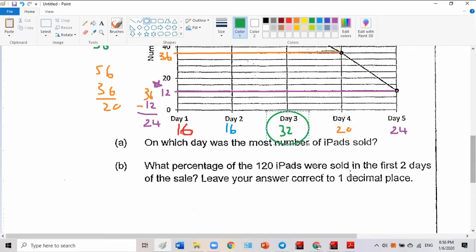What percentage of the iPads was sold in the first 2 days? First 2 days, you sold 32 out of? Come on, you sold 32 out of 120, right? What percentage of the total was sold? So first 2 days, you score only like 32 marks out of a total of 120. That is your percentage, times 100%. And then still want to trick us, give us one decimal place. Anybody give me this number first?